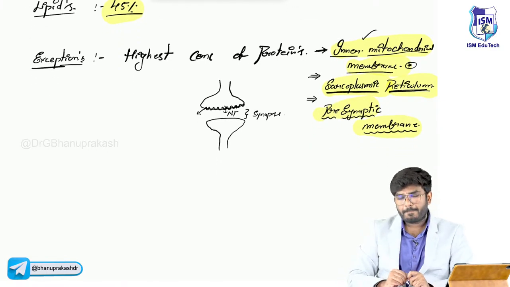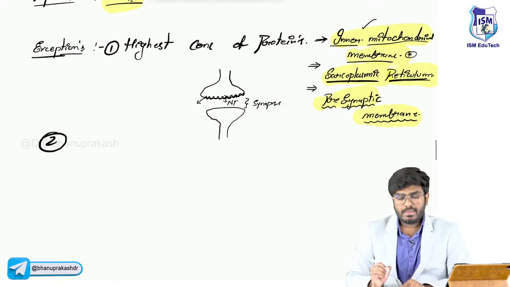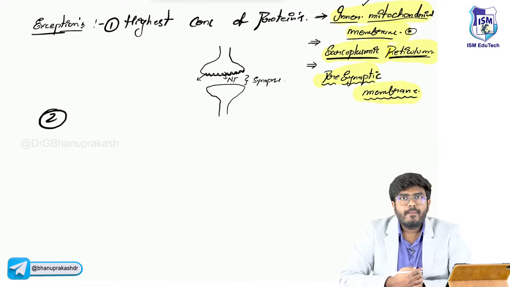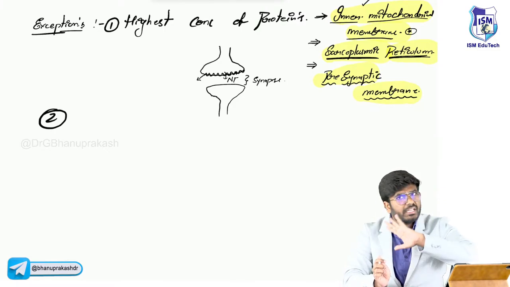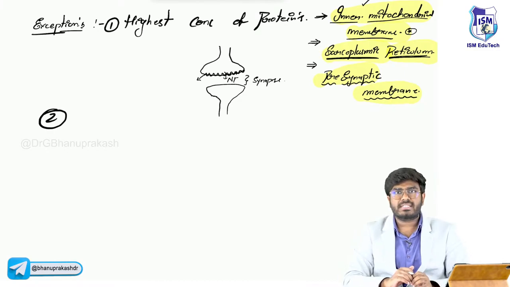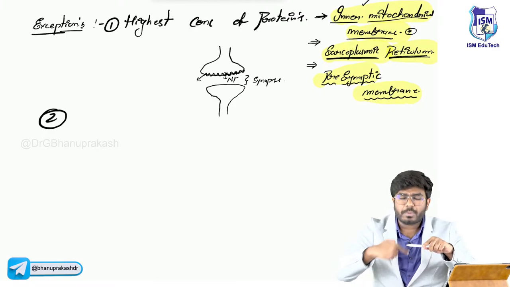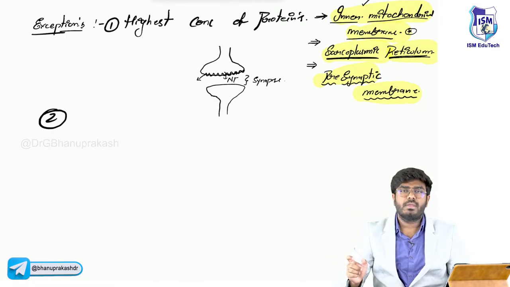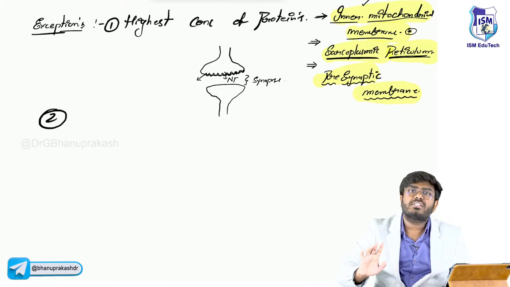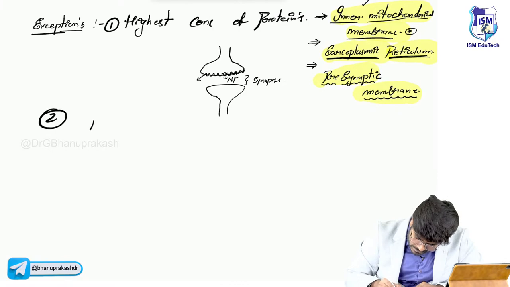Okay, now, exception 2, which I want you to know. Everywhere, proteins are in highest concentration, but where is the least concentration of proteins? In which biological membrane are there smaller quantities of proteins, but more lipids? Lipids greater than proteins.